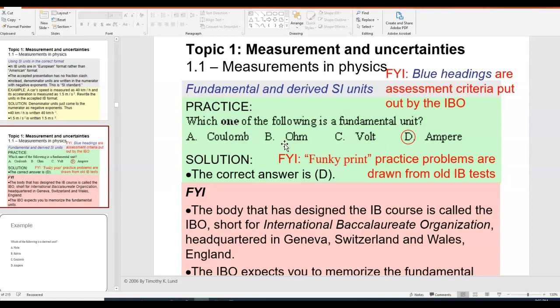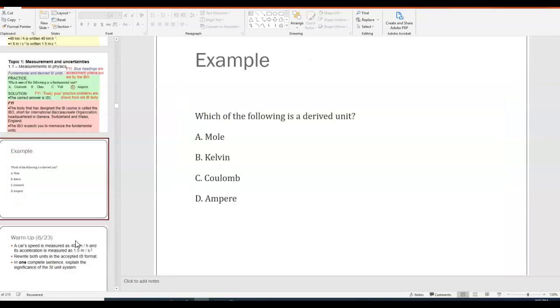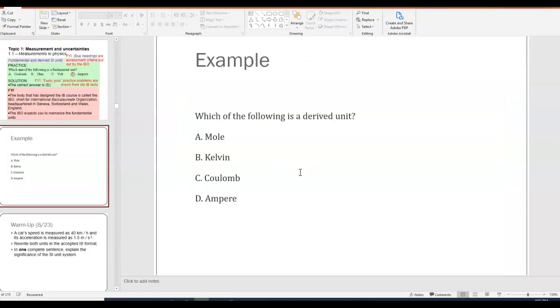So we have kilo, ohm, and volt. Some of those you might have heard of, some of them you probably haven't. But if you've never heard of it before, that means it's probably not a fundamental unit. It's probably a derived unit. Okay, so this is from a past IB exam. This question here is also from a past IB exam. Okay, you can tell from the formatting.